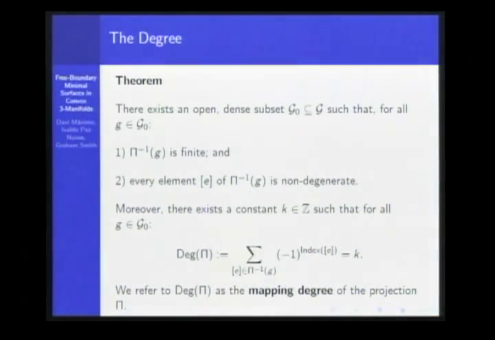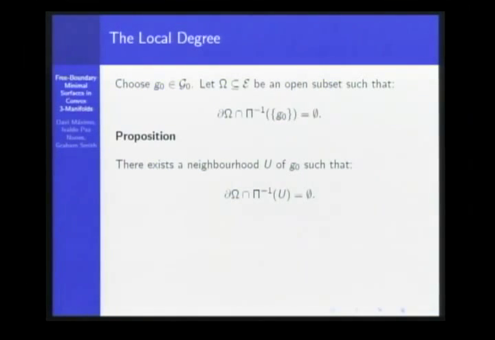This is very well. So we know the thing exists, but we still haven't calculated it. So in order to calculate it, we need a slightly more subtle concept, which is that of the local degree. And the local degree works like this.